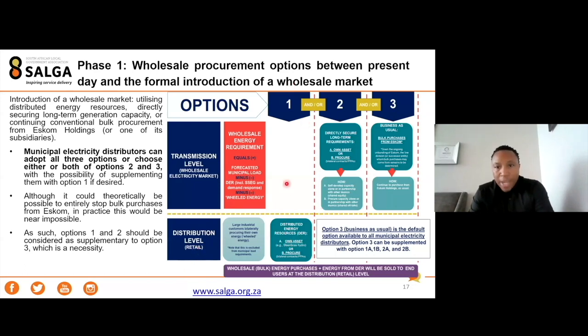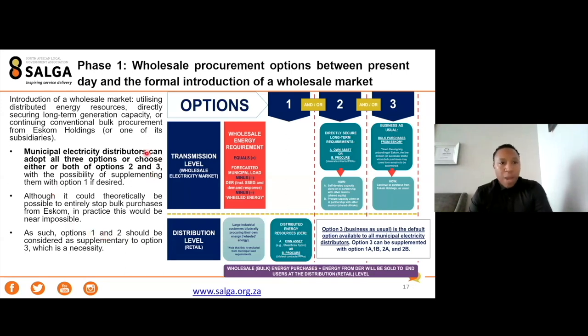There are going to be opportunities to play in the market space using distributed energy resources and also to directly secure long-term contracts or own your own assets as a municipality, or even procure and play in the market space. Or for phase one, obviously, there still could be a lot of business as usual, which is buying from Eskom and selling to the customer. So that business model will not disappear quickly, especially in the first phase of the introduction of the market.